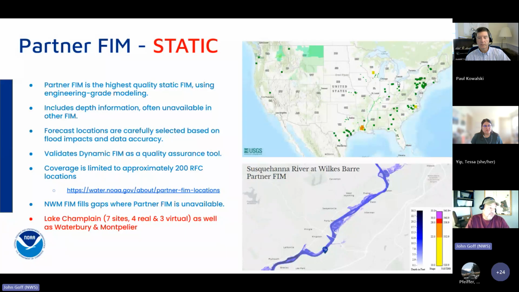But it's good for us. We actually have 9 sites. We have 7 on Lake Champlain, and then we have Waterbury and Montpelier. And if some of you know, the Waterbury Montpelier partner FIM has been available for 5-6 years. It's been available off our old platform. It's on our new platform now, and I'll show you how to get to that.